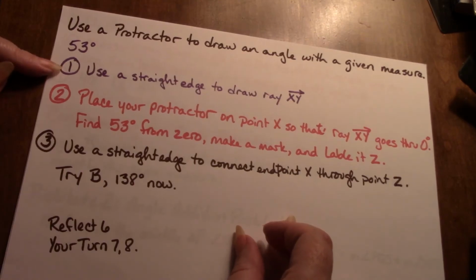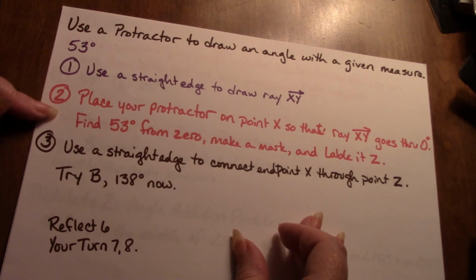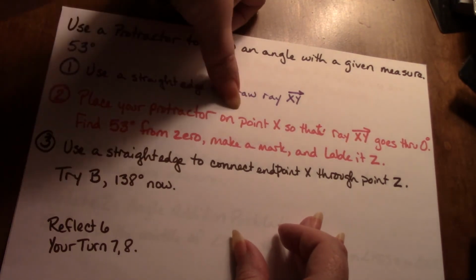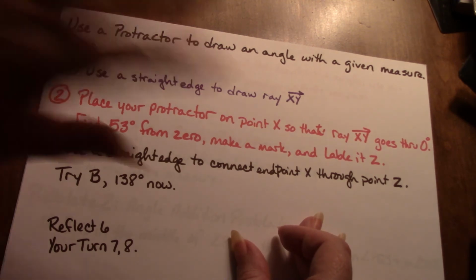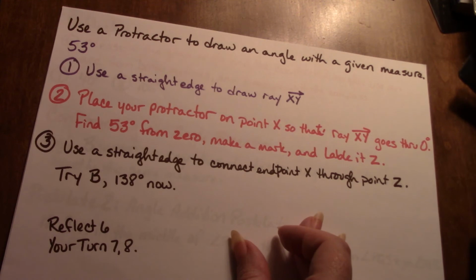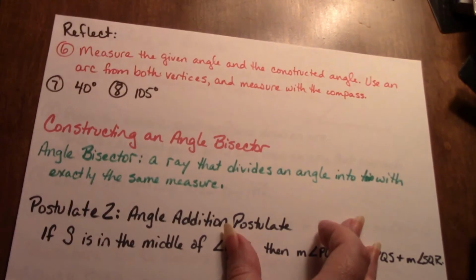So the steps to drawing an angle with a given measure: you're going to use your straight edge to draw ray XY. You're going to place your protractor on point X so that ray XY goes through the 0 degrees. Find 53 degrees from 0, make a mark and label it Z. Use your straight edge to connect endpoint X through point Z, if you need those notes.